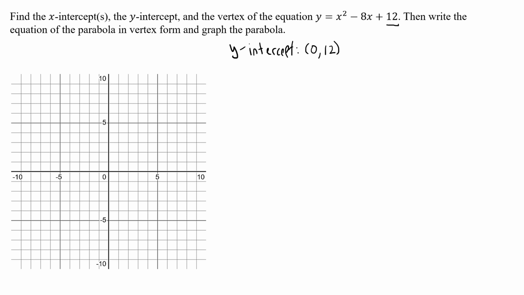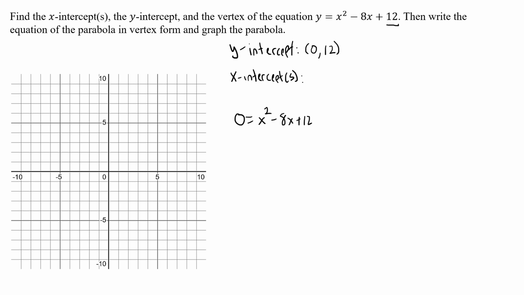Okay, now let's find the x-intercepts. We don't know how many there are, so I just put it in parentheses. So to find the x-intercepts of a parabola, we need to set the y equal to 0. So we're going to set this equation equal to 0.